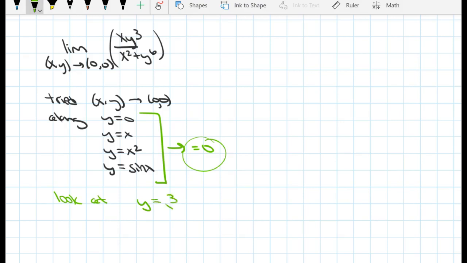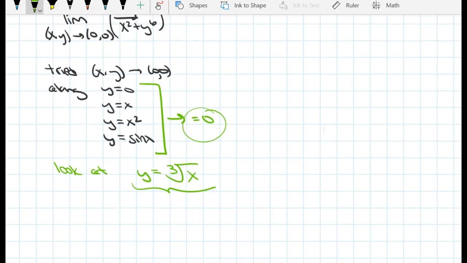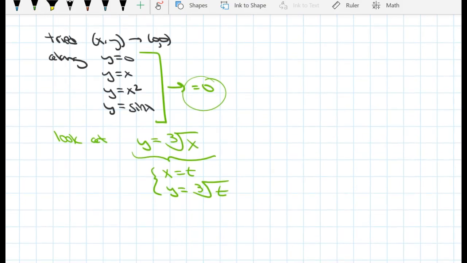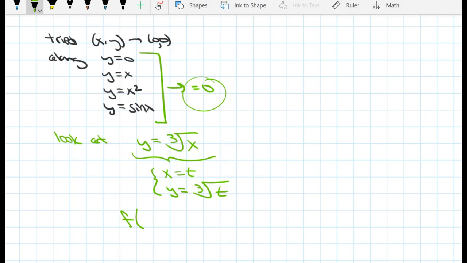Now, notice this curve, y equals the cube root of x, does pass the point 0, 0. I should rewrite it this way: if x equals t and y equals the cube root of t, then you have f of t, comma, cube root of t. This describes the path above this cube root function in the xy plane, on the surface, right? We have to know what this means.